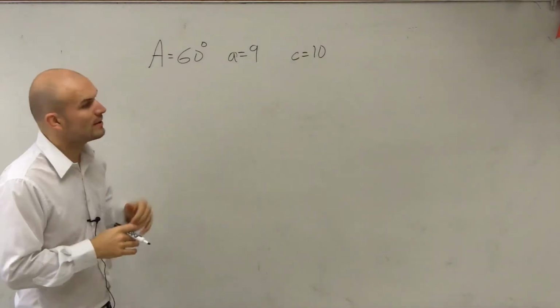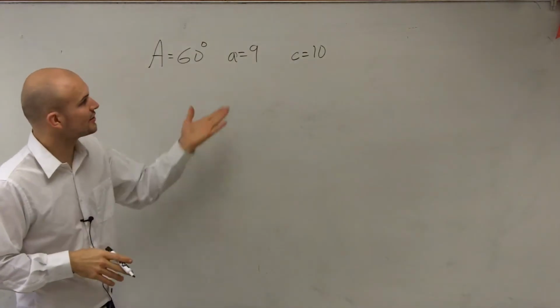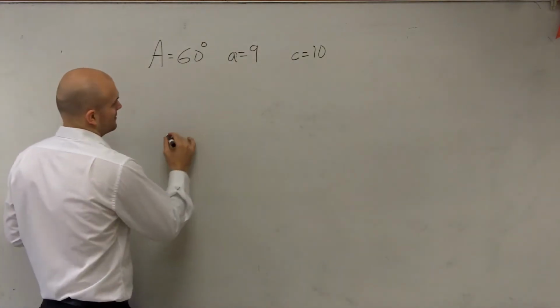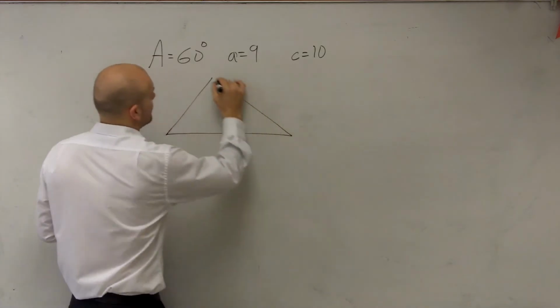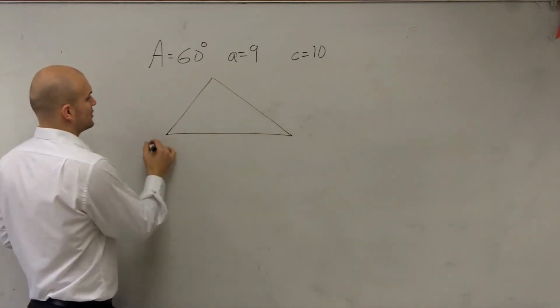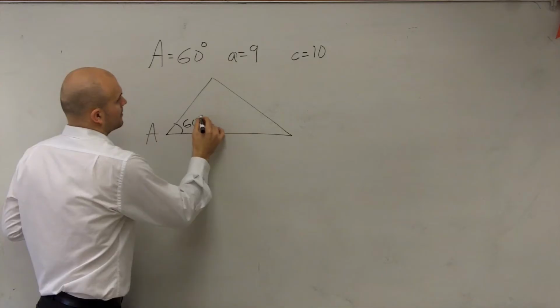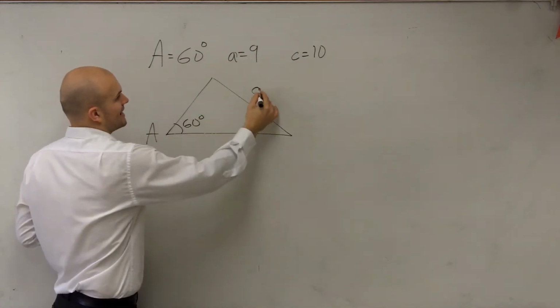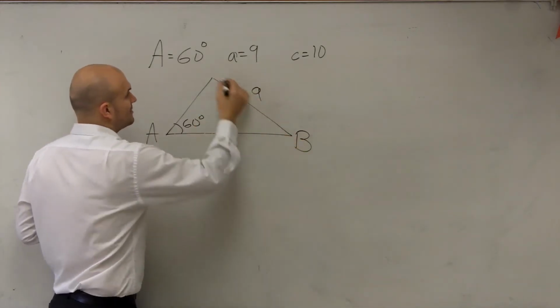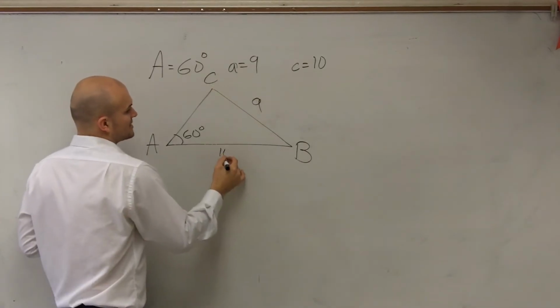So in this problem, what I have is angle A equals 60 degrees, side a equals 9, and side c equals 10. So I'll create a triangle here, to see what it looks like. 60 degrees, a equals 9. We'll say here's B, here's C. So c is going to be 10.